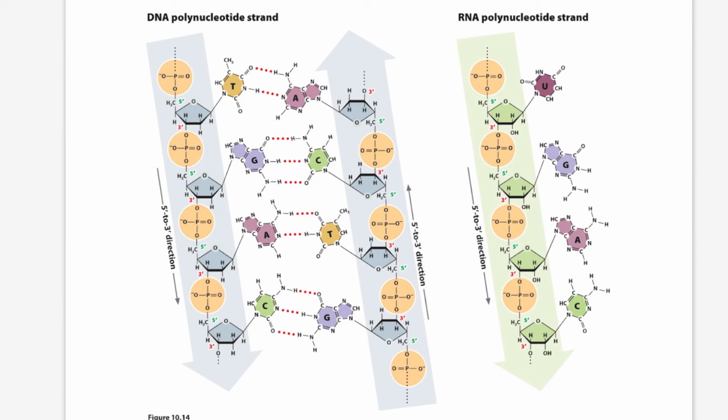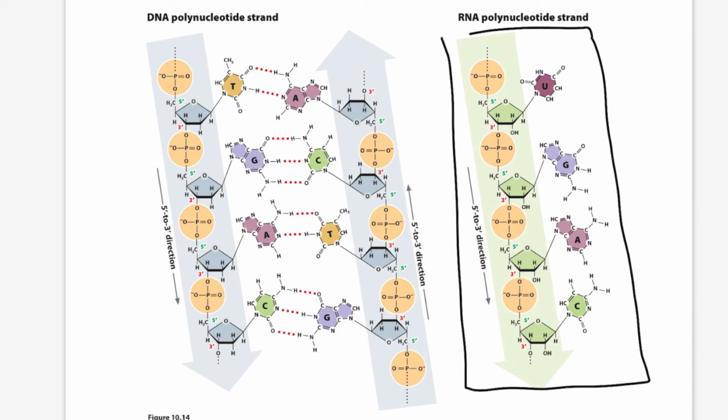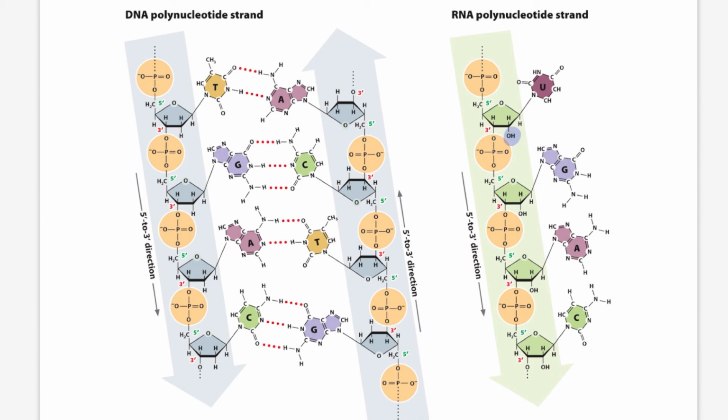Now let's look at the difference between RNA and DNA. First, RNA is often single-stranded, whereas DNA is often double-stranded. Now, there can be double-stranded RNA and single-stranded DNA, but the cell makes single-stranded RNA and double-stranded DNA. The second difference is in the sugar. You can see that in RNA, the sugar has a 2' OH group, whereas in DNA, the group off of the 2' carbon is hydrogen.